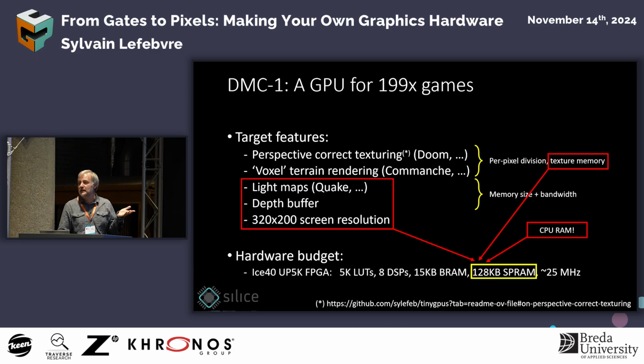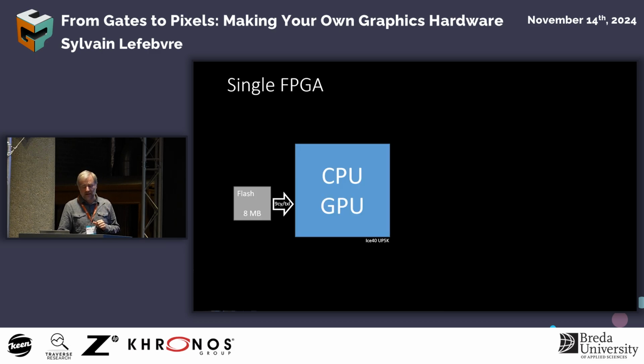Because the CPU is on the same FPGA. So how exactly are we going to solve this? Well, here is the FPGA architecture. The first thing to note that's going to be a big help for us is that the FPGA that is hosting both the CPU and the GPU is attached to a flash memory.